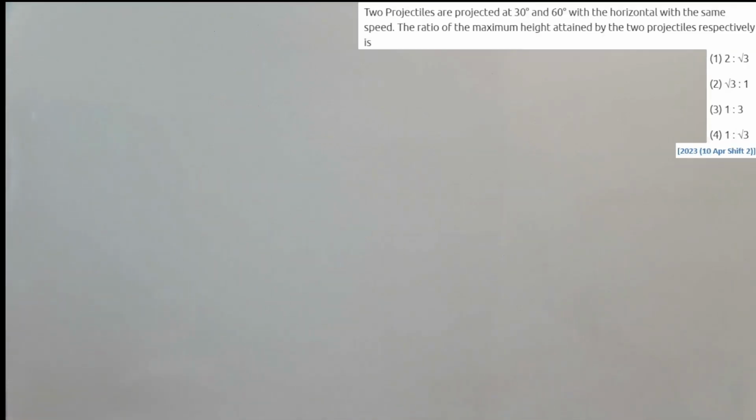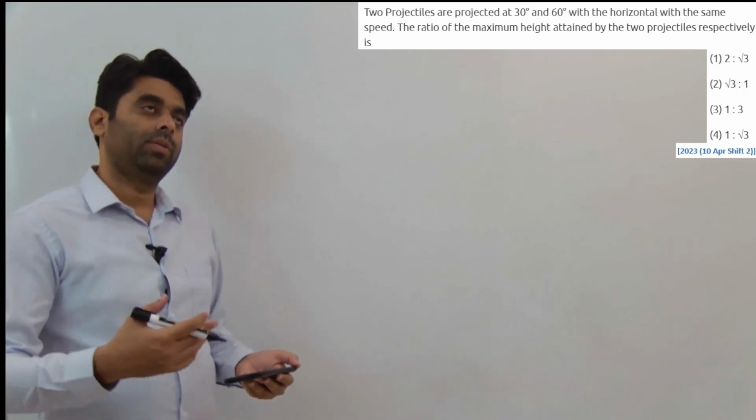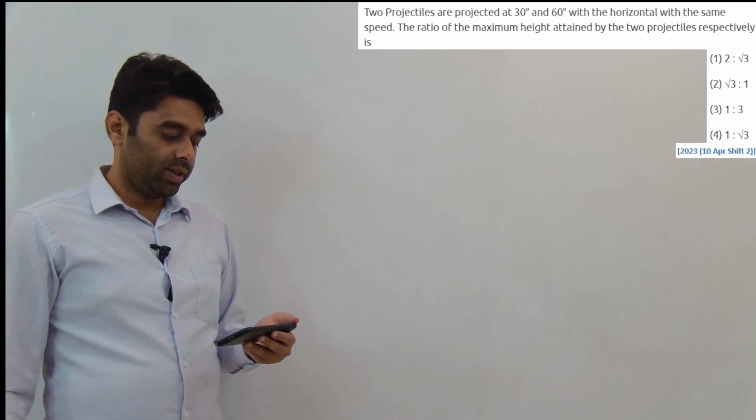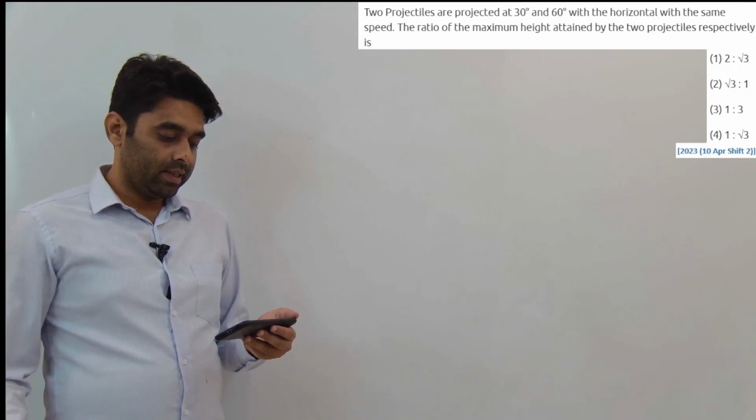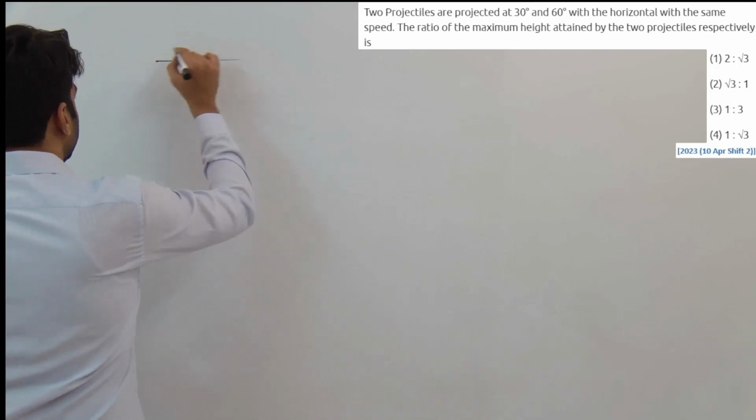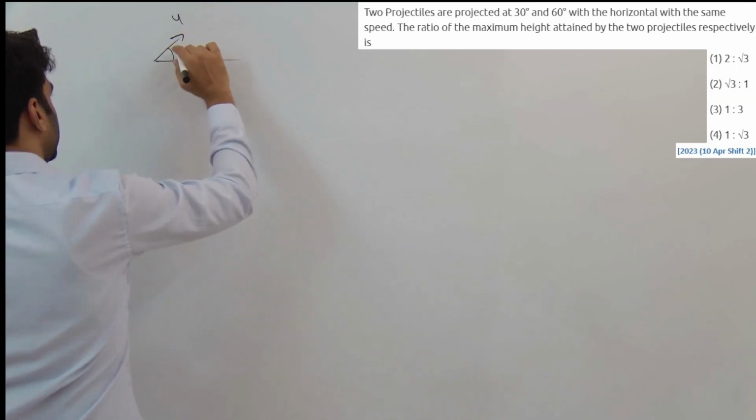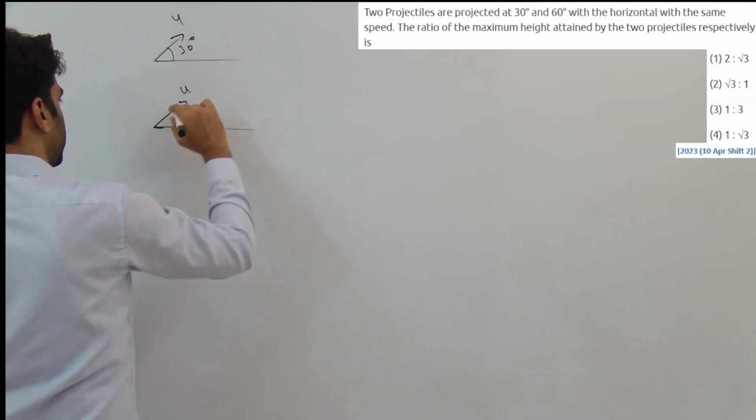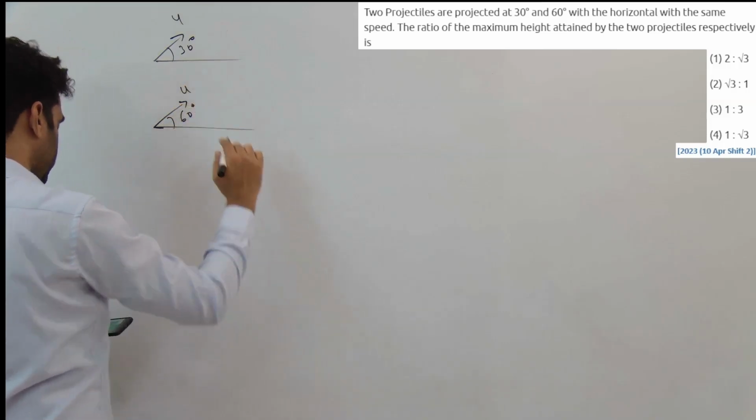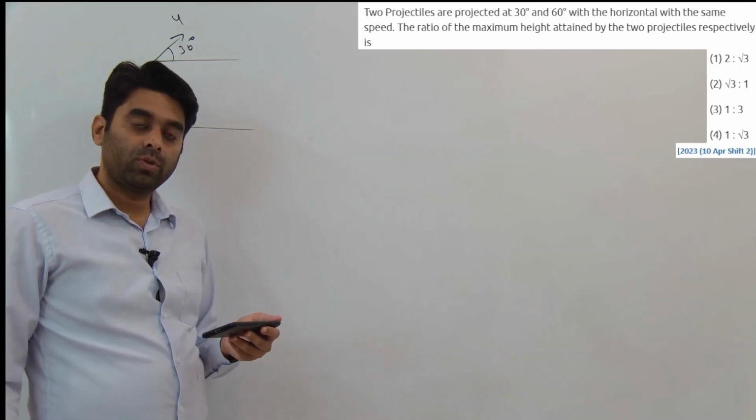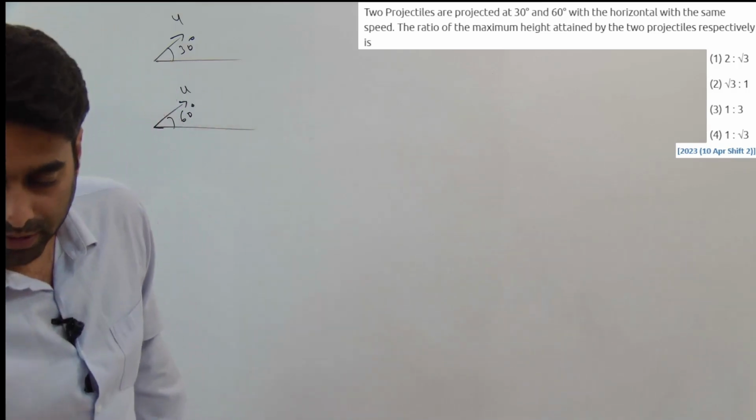Again, projectile question only. Projectile questions are coming up. Let's see. So two projectiles are projected at angle 30 degree and 60 degree with horizontal with same speed u. The ratio of maximum height attained by the two projectiles respectively is, fine, well and good.